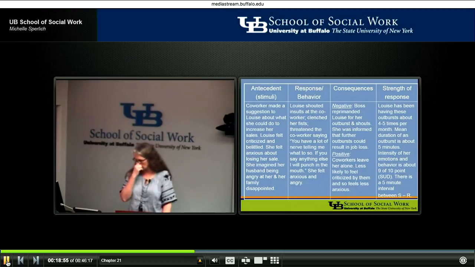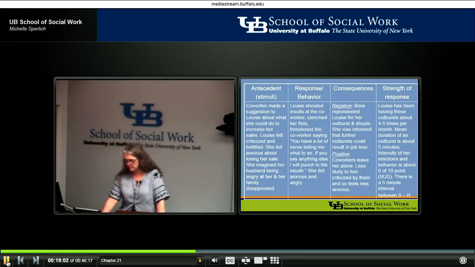Just to put another example on this, an antecedent stimulus might be a coworker made a suggestion to Louise about what she could do to increase her sales. Louise felt criticized and belittled. She felt anxious about losing her sale. She imagined her husband being angry at her and her family disappointed. Her response or behavior: Louise shouted insults at the coworker, clenched her fist, and threatened the coworker, saying, "You have a lot of nerve telling me what to do. If you say anything else, I will punch you in the mouth." She felt anxious and angry.